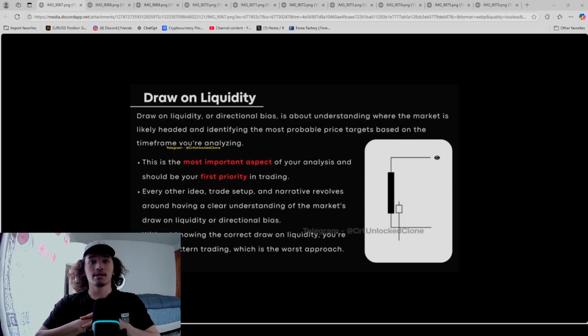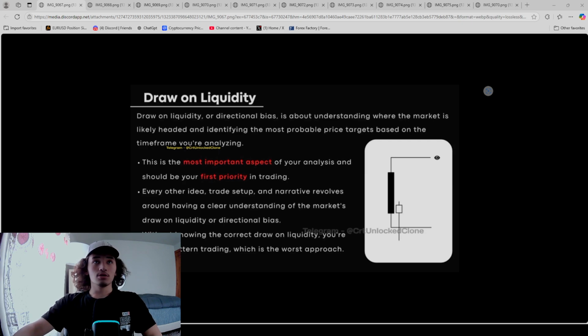This is a very important concept. It should be your first priority in the whole market. Without a drawn liquidity, you're basically pattern trading, right? But let's get straight into the lesson, chapter 13, which is draw on liquidity.